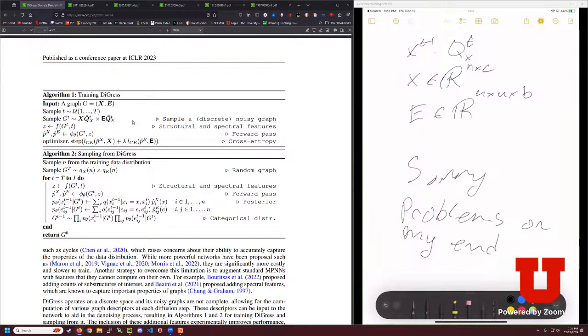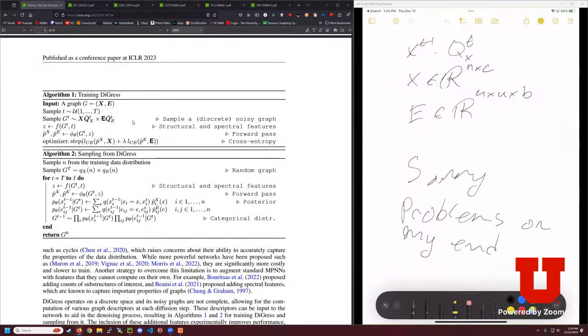Chitung, regarding your question, here their noise is just a transition probability matrix. Every time they generate a probability matrix, and then use that to sample the node types and also the edge types. I think the question is, if they use the cross entropy, isn't this going to push the other probabilities to 0?